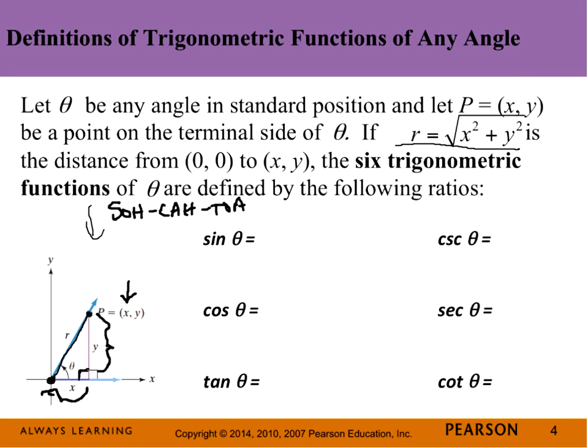So just to help make this clear, I'm going to label this triangle as our opposite, adjacent, and hypotenuse. So we have the right angle here. Side r is our hypotenuse.